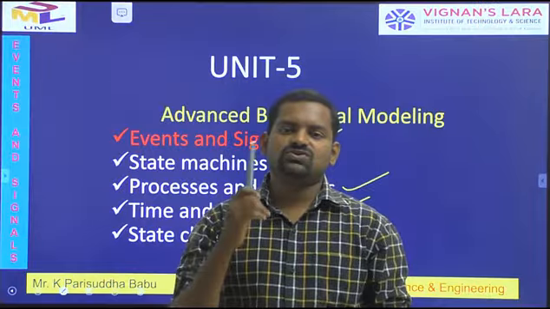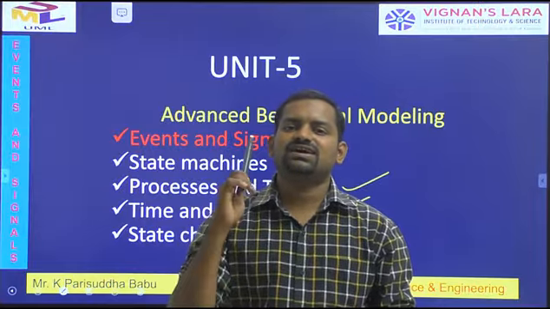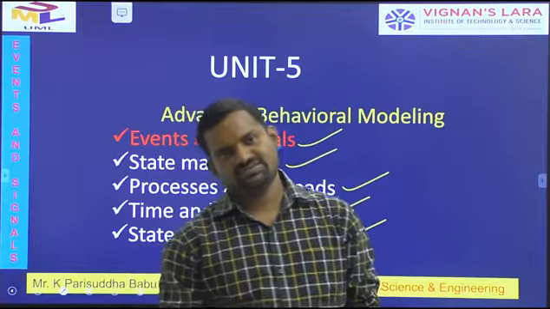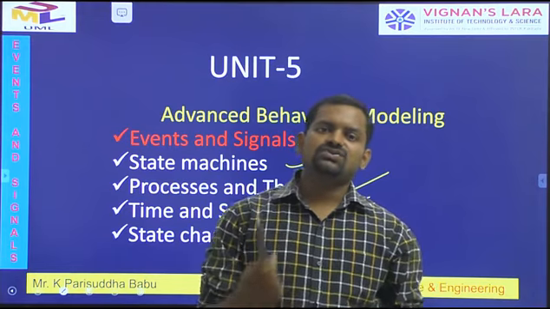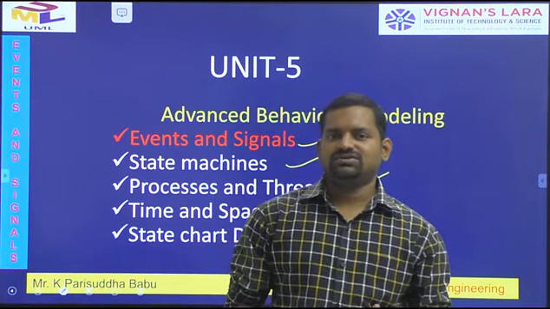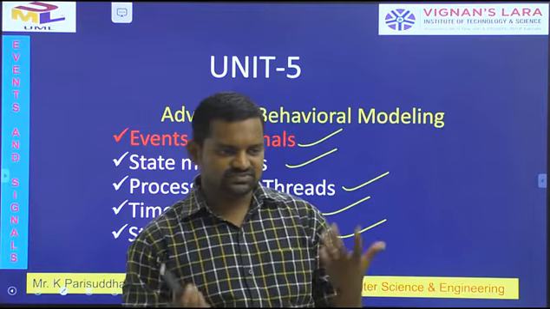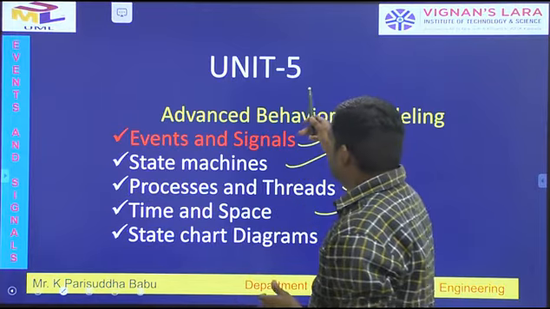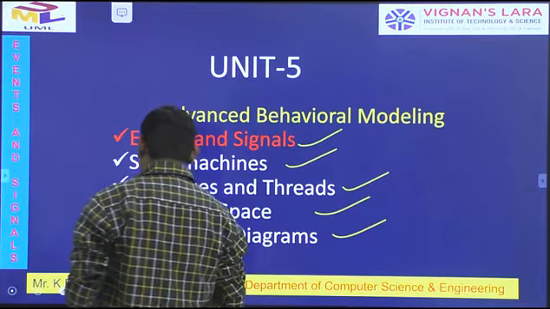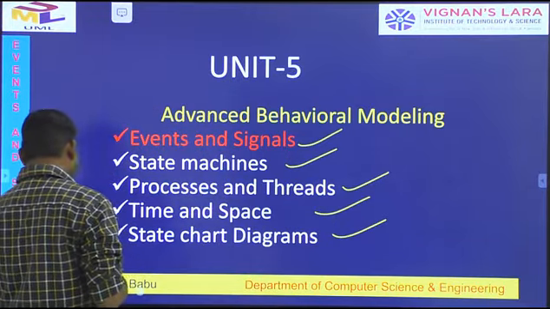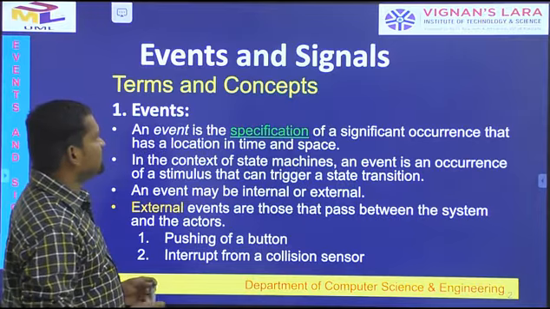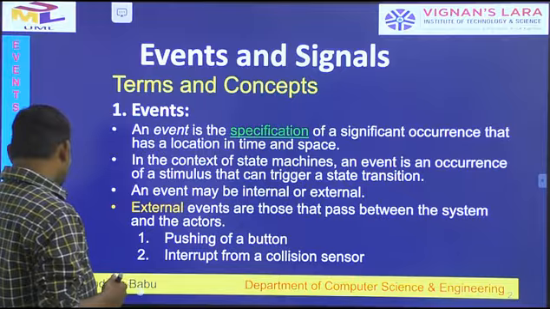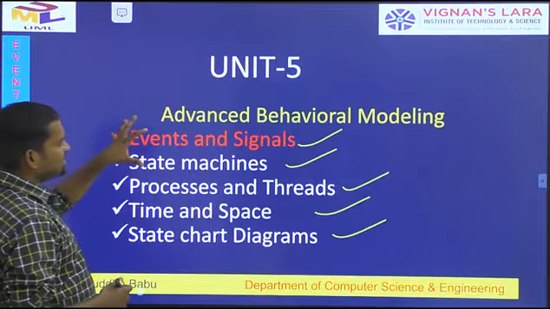Okay. So the 4th unit contains interaction diagrams and activity diagram, that is sequence diagram, collaboration diagram, activity diagram. And the use case diagram was also there in the previous unit. Now we move to study advanced behavioral modeling. In this advanced behavioral modeling, the first topic we have is events and signals.